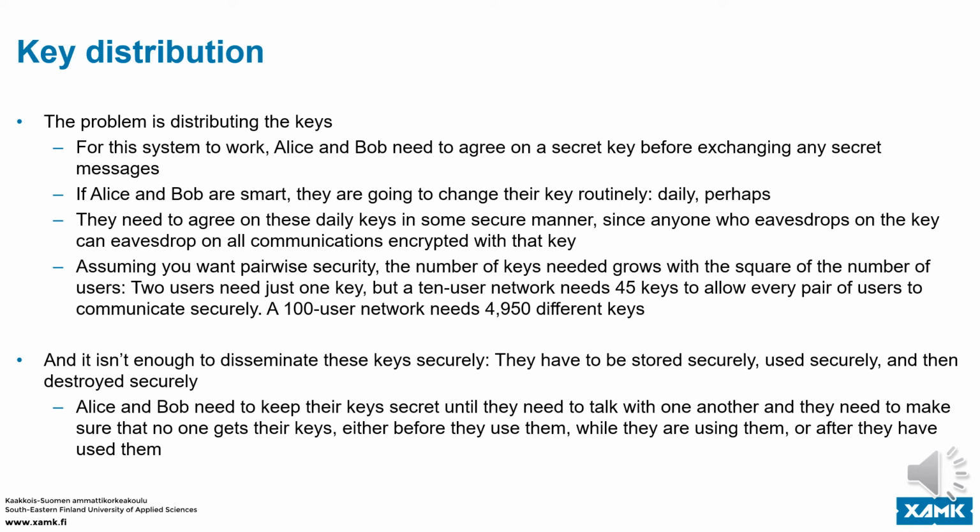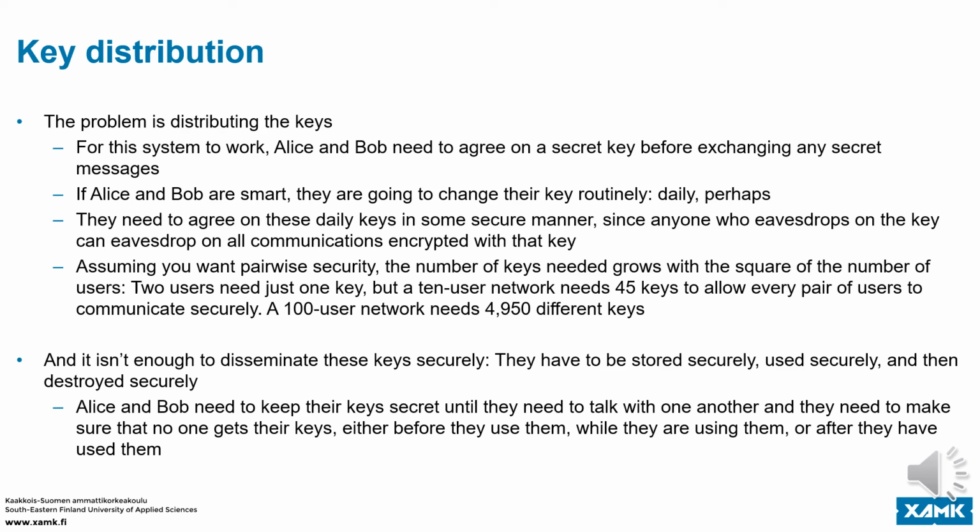If Alice and Bob are smart, they are going to change their key routinely. Daily, perhaps. They need to agree on these daily keys in some secure manner, since anyone who eavesdrops on the key can eavesdrop on all communications encrypted with that key. Assuming you want pairwise security, the number of keys needed grows with the square of the number of users. 2 users need just 1 key, but a 10-user network needs 45 keys to allow every pair of users to communicate securely. A 100-user network needs 4,950 different keys.